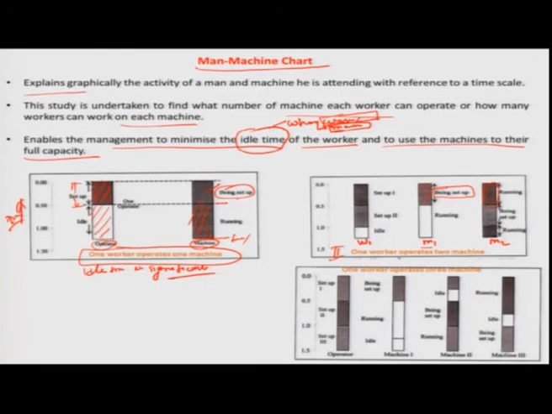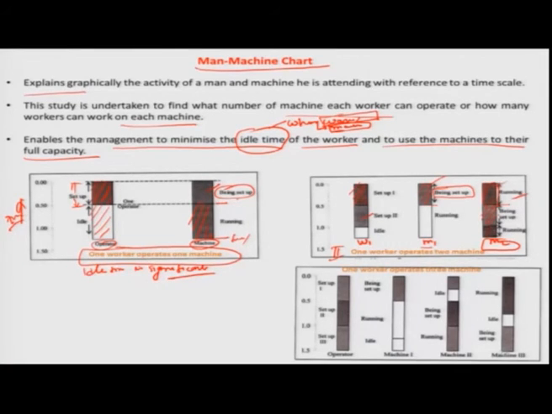In the meanwhile, M2 is already running. So, M2 is already running, M1 is being set up, and the worker is involved in M1. Okay. After that, M1 will start working. At that time M2 will finish its machining process, so the worker will have to remove that part and again set up for the next operation. So, again the worker is busy in M2 now. After that it will start working.